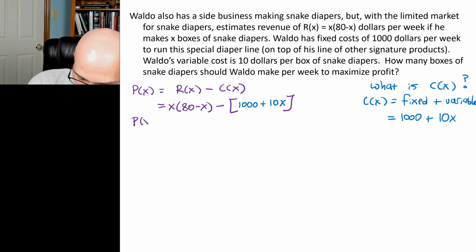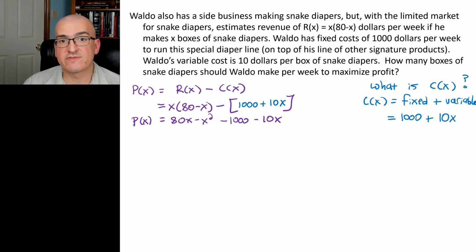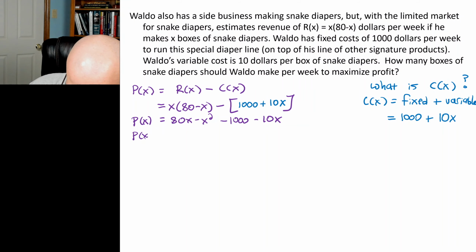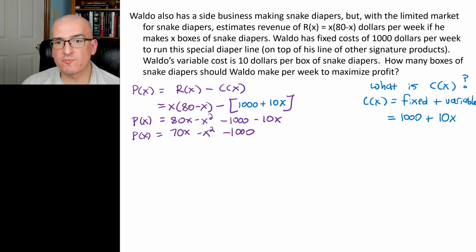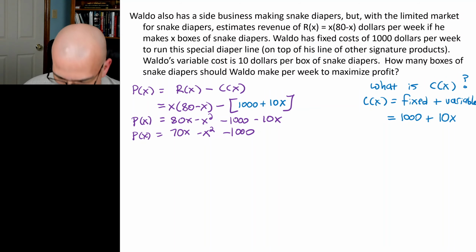I'm going to simplify. P of X is equal to multiply through 80X minus X squared minus 1,000 minus 10X. Carry the negative sign to the bracket. Now I'm going to combine like terms. We have 80X minus 10X. That'll be 70X. Okay, and now we have a mathematical model that's pretty easy to work with. This mathematical model gives us what the profit will be if we make X boxes of snake diapers.